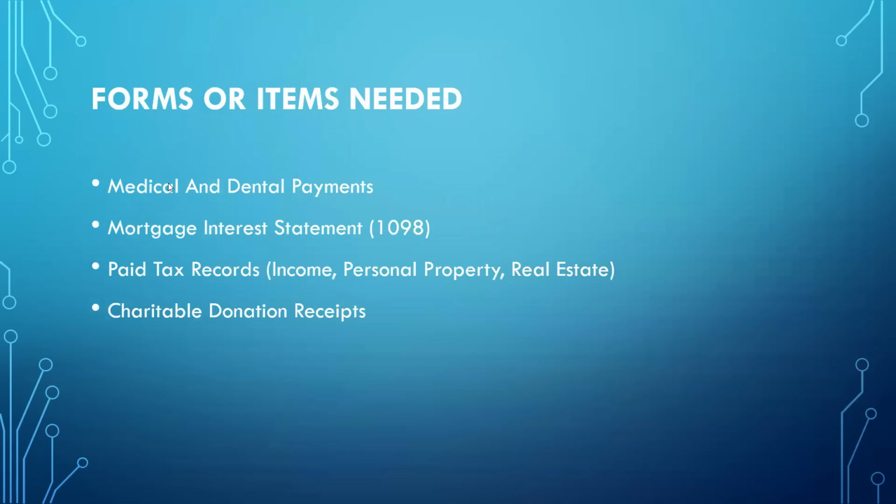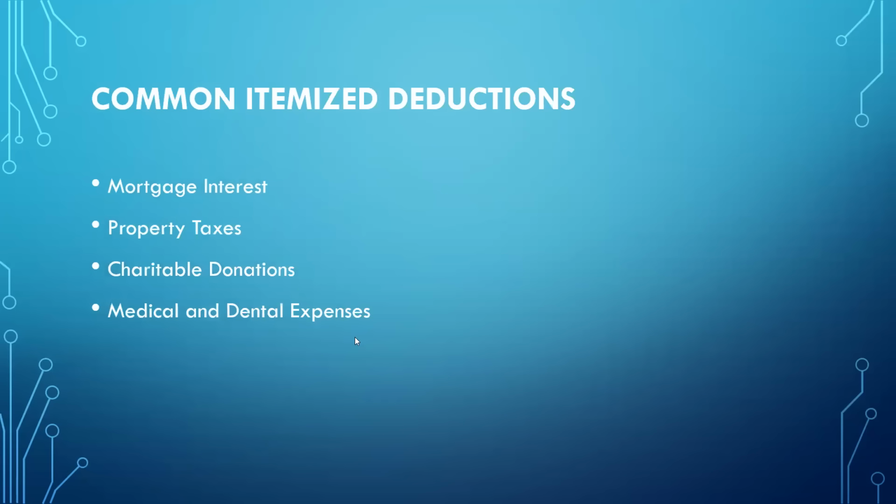Okay. Some of the basic forms and items needed to fill out a Schedule A are medical and dental payments, the mortgage interest statement, i.e. your 1098 mortgage statement, which comes from your actual mortgage company, property tax records, that being income, personal property, and real estate, and charitable donation receipts. Some of your common itemized deductions, kind of what we just stated, are mortgage interest, property taxes, charitable deductions, and medical and dental expenses.